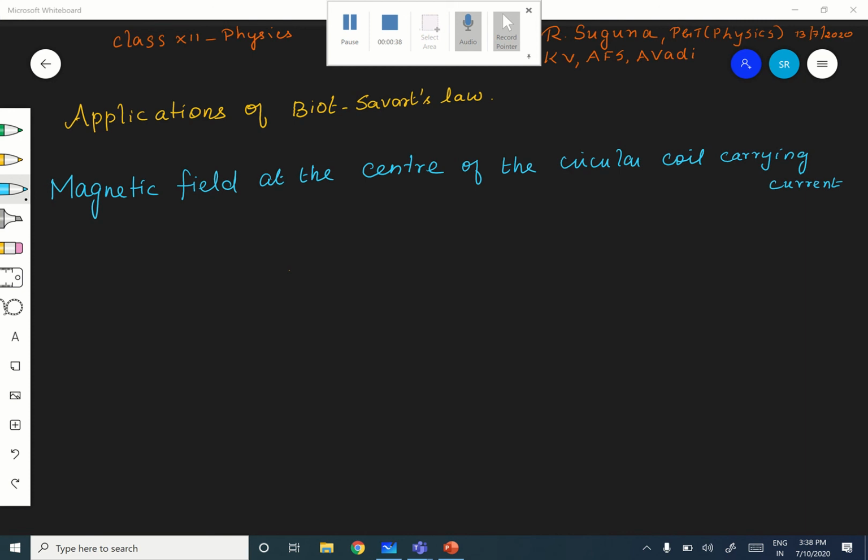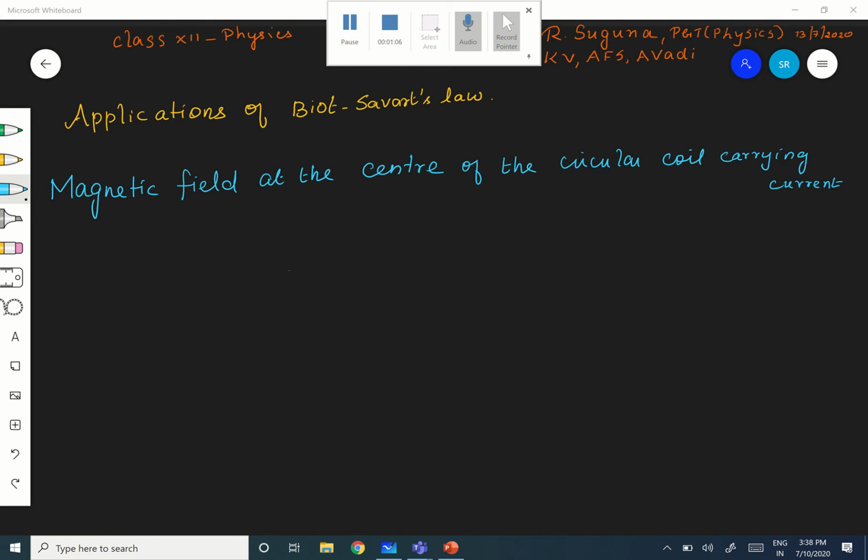That is the first derivation we are going to see, for the first application. And the next one is we are going to find the magnetic field at a point on the axis of the current carrying circular coil. So with these two derivations, to start with, number one is the magnetic field at the center of the circular coil carrying current.